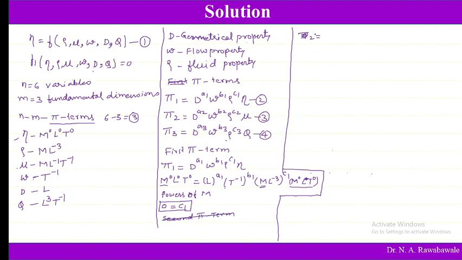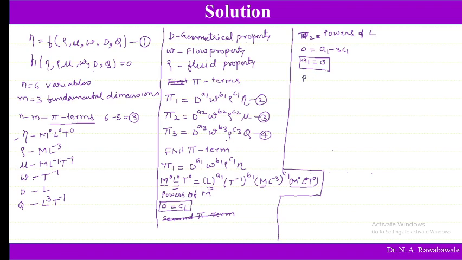we have to take powers of L. The power of L on the left hand side is 0, equal to the power of L on the right hand side, which is A1, then the power of L here is minus 3C1. So now you can see C1 is 0, therefore we get A1 as 0. From the first pi term we got C1 0, A1 0.